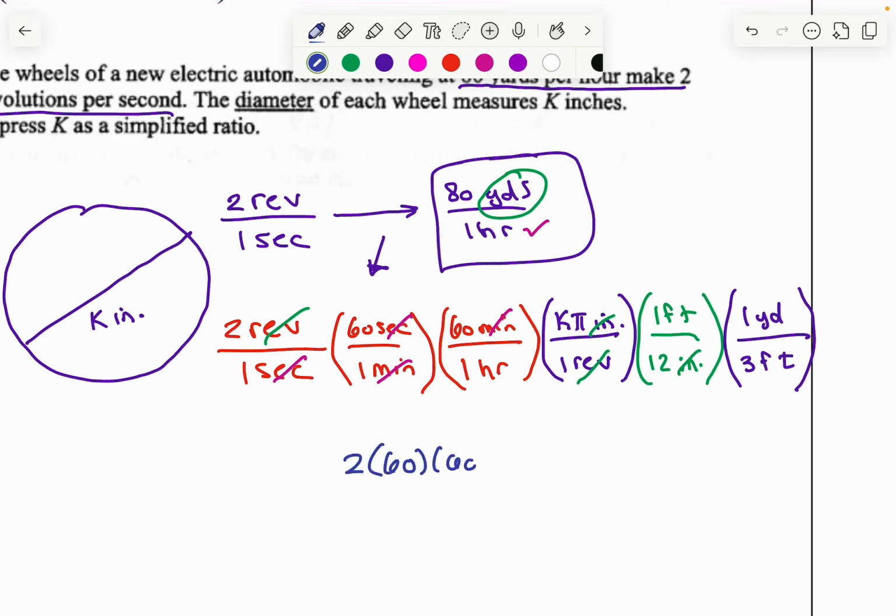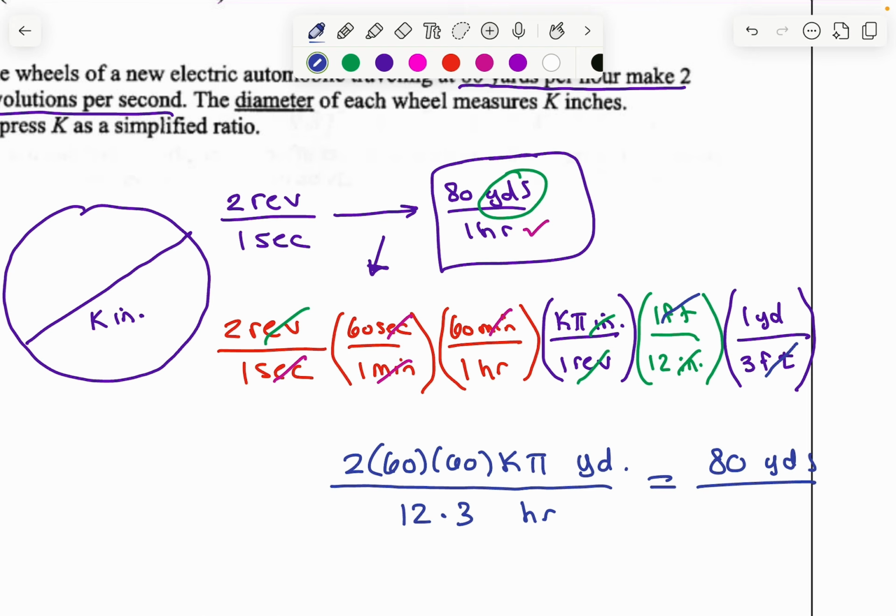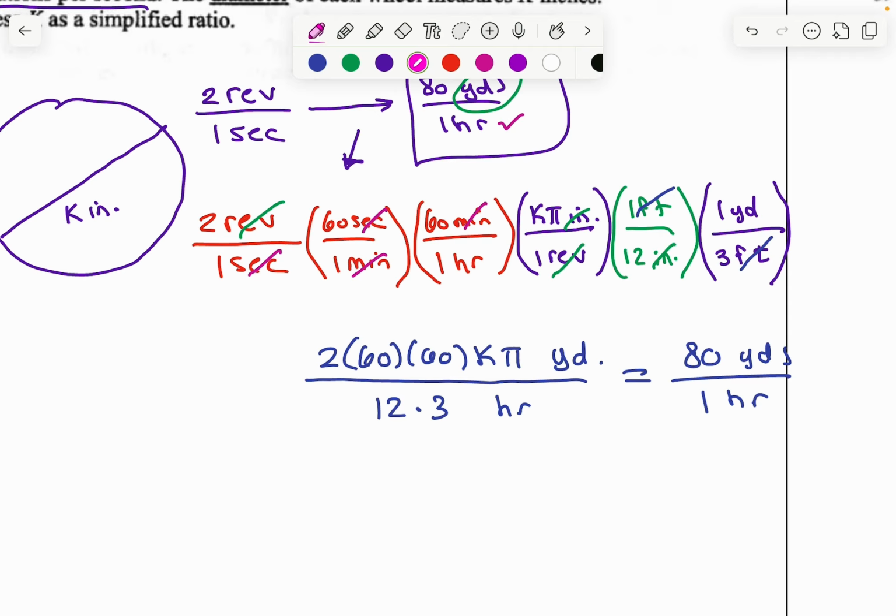So why don't we just write that as they are. 60 times 60 times k pi. Okay, and that's, again, the unit. Did I cancel? I didn't cancel that feet, sorry. Yards. And I have 1 times 1 times 1 times 1 times 12 times 3. And the unit down there is hours. Okay, that has to equal 80 yards per hour. Notice this looks crazy, but it's just an equation, and we can do a little algebra, just solve it for k.